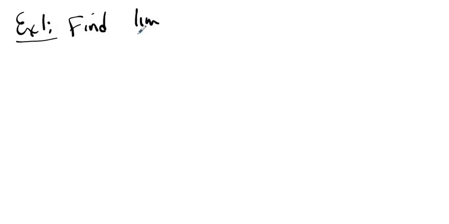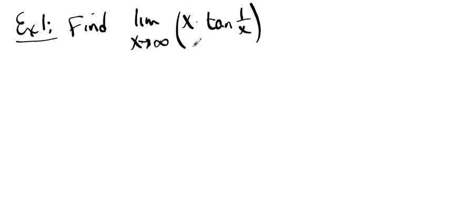Let's find the limit as x approaches infinity of x times the tangent of 1 over x. X times the tangent of 1 over x. This would be a limit where as x approaches infinity, the first part tends to infinity, and the second factor tends to 0.